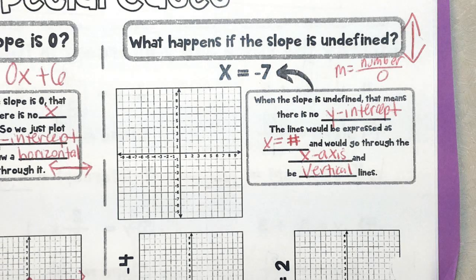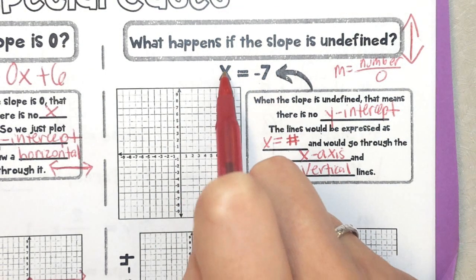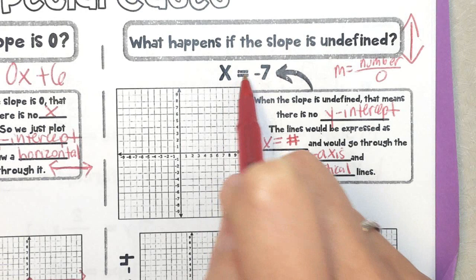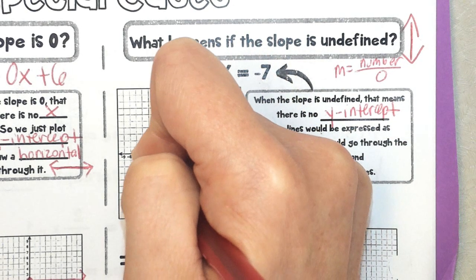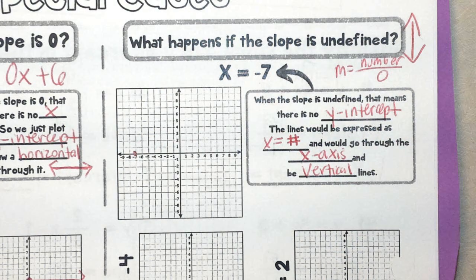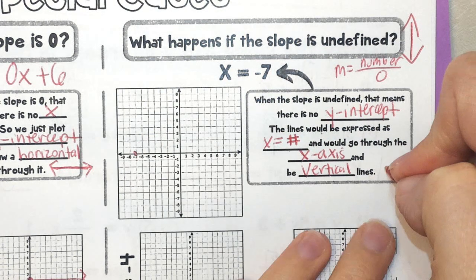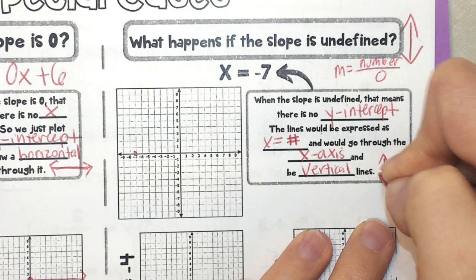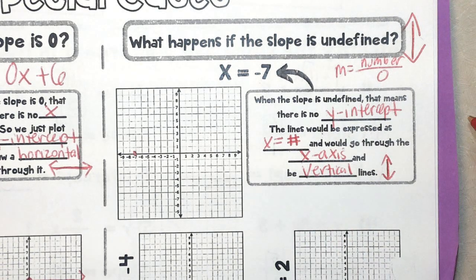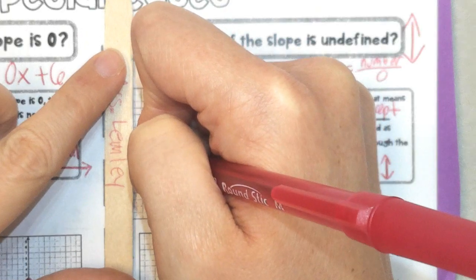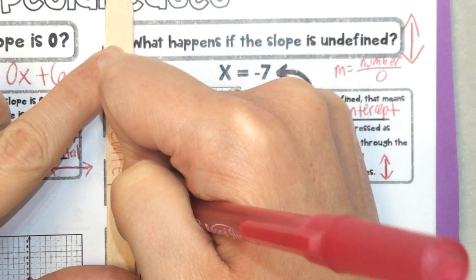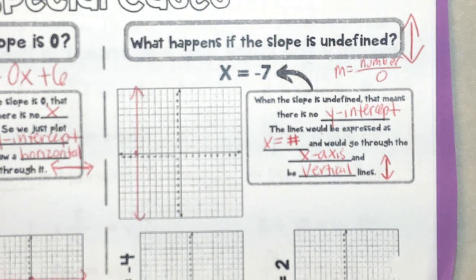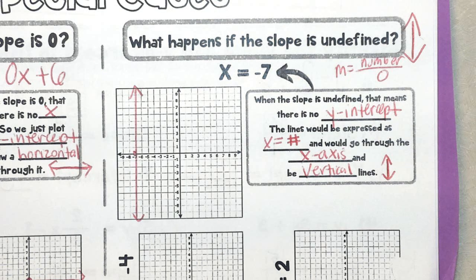Okay, so this is the only time we're going to the x-axis. So if x is equal to -7, on the x-axis, go to -7. Put your point. And this time it's a vertical line. If you have a hard time remembering, put that next to it. Vertical means straight up and down. So it's just going to be a vertical line on that -7, straight up and down from that point. That's what it looks like for x equals -7.